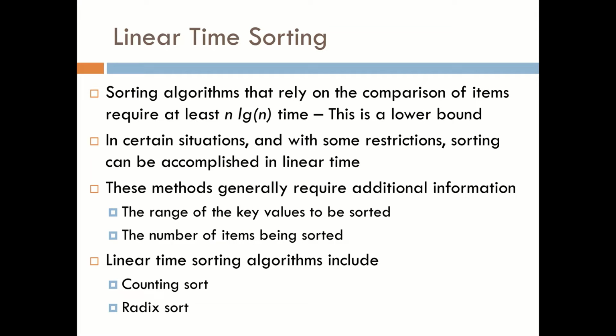The question then remains whether we can do any better if we place some restrictions on our data, or if our data fits certain characteristics. And it turns out that we can do that. So we can sort in linear time if we have additional information about our data. For instance, we would want to know what is the range of the key values that are to be sorted, or what are the number of values that are to be sorted.